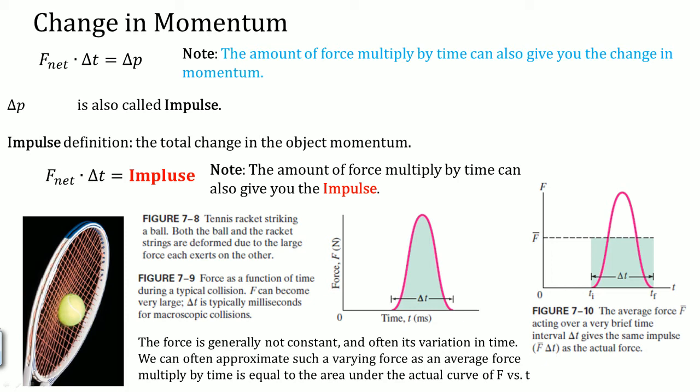You can actually approximate that as an average force multiplied by time, which is equal to the area under the curve. Think about it like this: length times width is equal to the area of a rectangle. Assume this is a rectangle. You have the length, which is going to be time, and the width, which is going to be force. So the area under the curve of the force times time will give you impulse, or change in momentum.